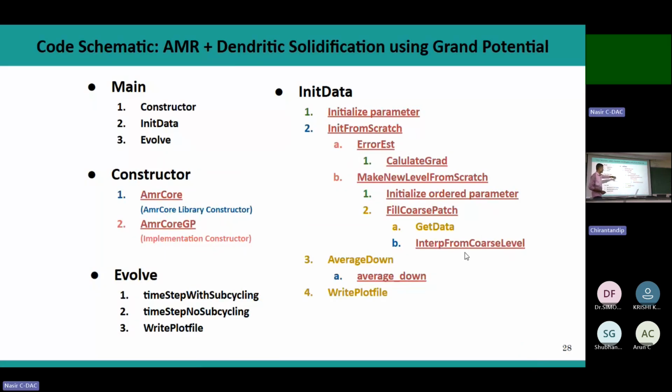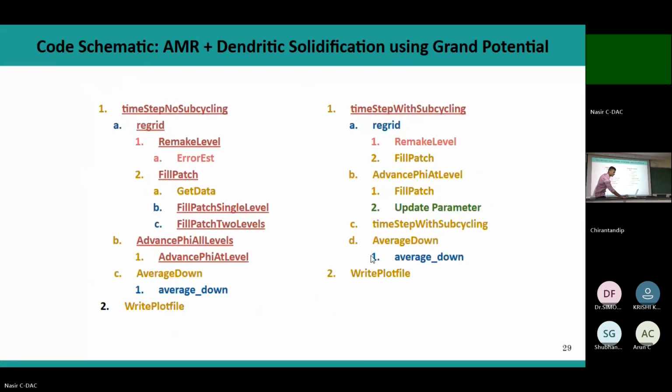This fill codes fetch function is called, and this function is the AMR function. It takes care of the interpolation at the initial time, and every time it just calls it. But here you need two functions for the interpolation: fill fetch and fetch back two levels. Those functions take care of it. Fill fetch two levels will fill two consecutive levels.